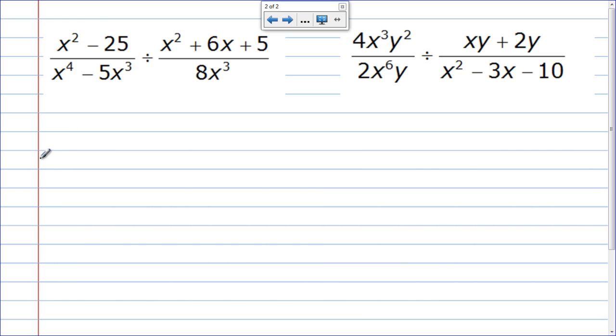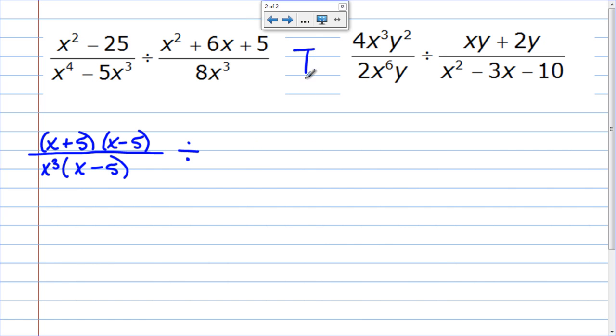So we're going to take this x squared minus 25, again a difference of two squares, so I have x plus 5 and x minus 5. My denominator will also factor because they both have an x cubed, so I'm going to take out an x cubed, leaving me with an x minus 5. Then I have my division sign because I haven't done anything yet. I've got to factor this x squared plus 6x plus 5, so I need two numbers that multiply to make 5, that add to make 6, so it's 1 times 5. So I have x plus 1 times x plus 5. And in the denominator, I have 8x cubed.